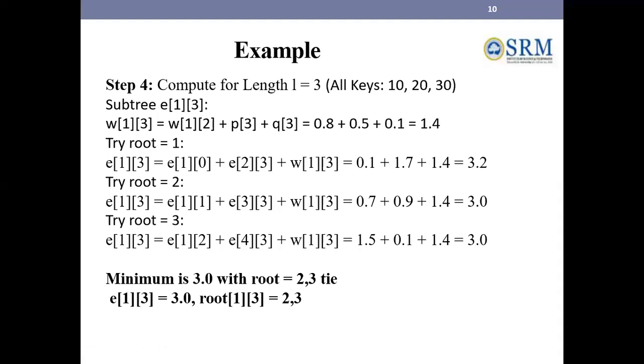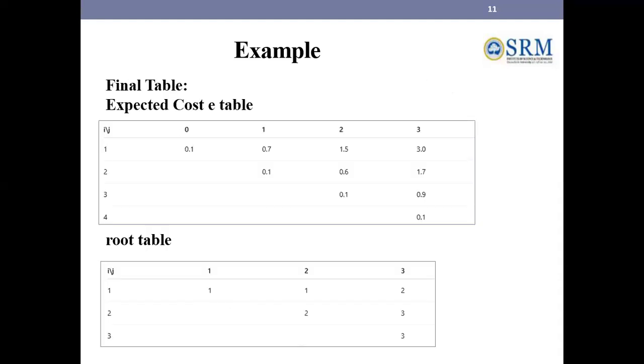If root node is 1, the cost is 3.2. If root node is 2, the cost is 3.0. If root node is 3, the cost is 3.0. So which root gives the minimum value? 3.2, 3.0, 3.0. So two values are minimum. So we can take either 2 or 3 as root node because it's a tie. So minimum is 3.0, the root node 2, comma 3. Now E of 1, comma 3 is 3.0. So among nodes 1, 2, 3, root 2 or 3 can act as a root node.